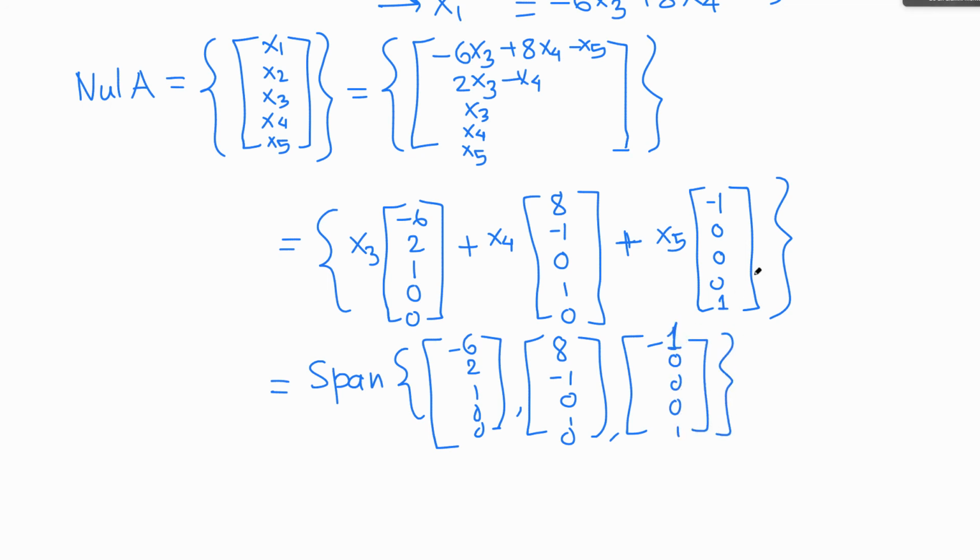Okay, we may leave it here. This is a linear combination of these 3 vectors, which is the same as the span of these 3 vectors. That's the null space of A for the given matrix.